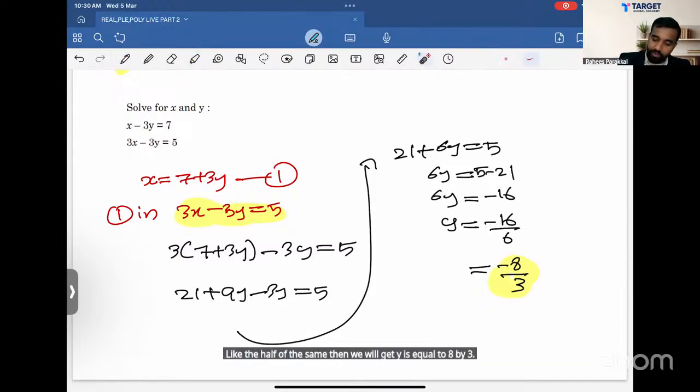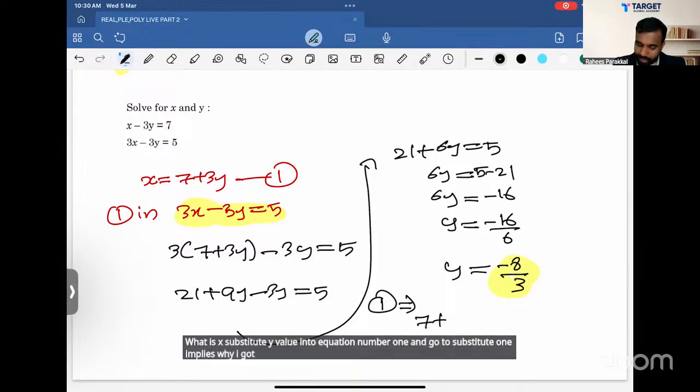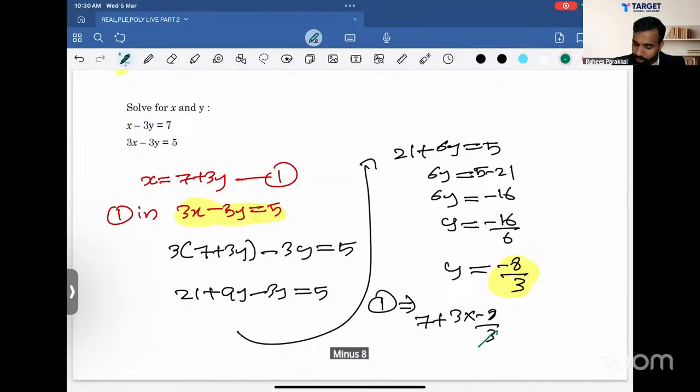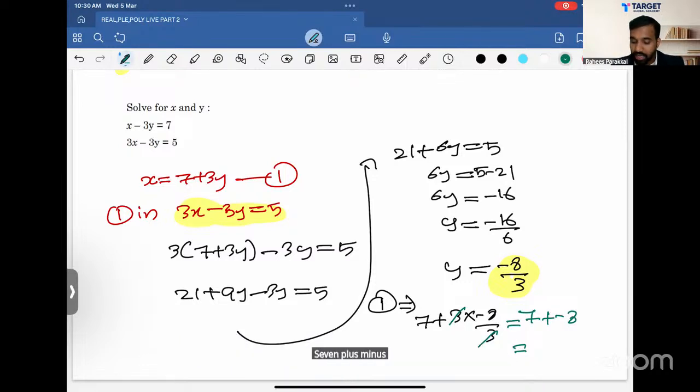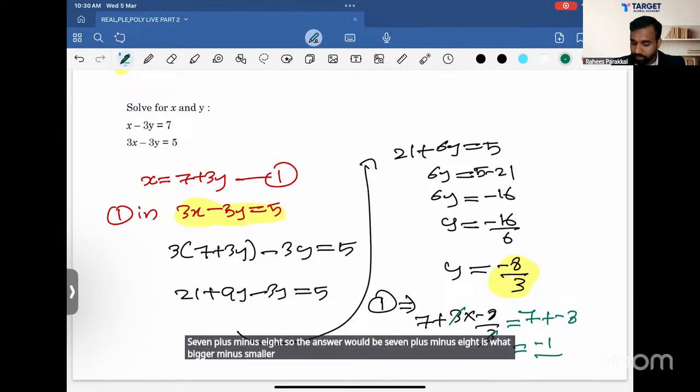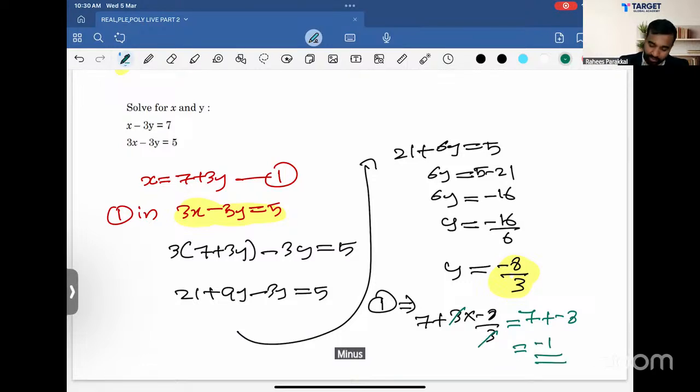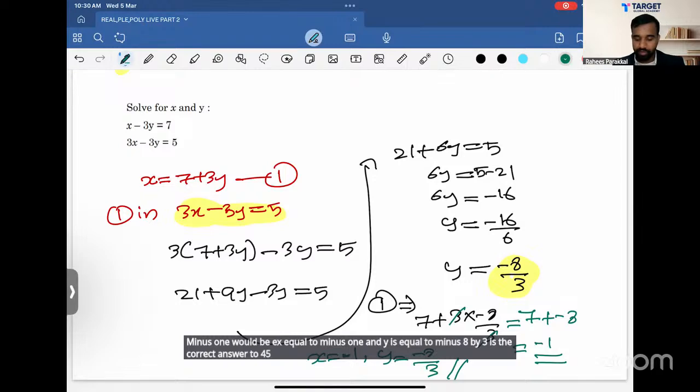So what is x? Substitute y value into equation number 1. I'm going to substitute. So 7 plus 3 into minus 8 by 3. So 3 can be cancelled, which implies 7 plus minus 8. So the answer would be 7 plus minus 8 is what? Bigger minus smaller give bigger sign, minus 1. Minus 1 would be x. X equal to minus 1 and y is equal to minus 8 by 3 is the correct answer for the same. So we are moving to the next question.